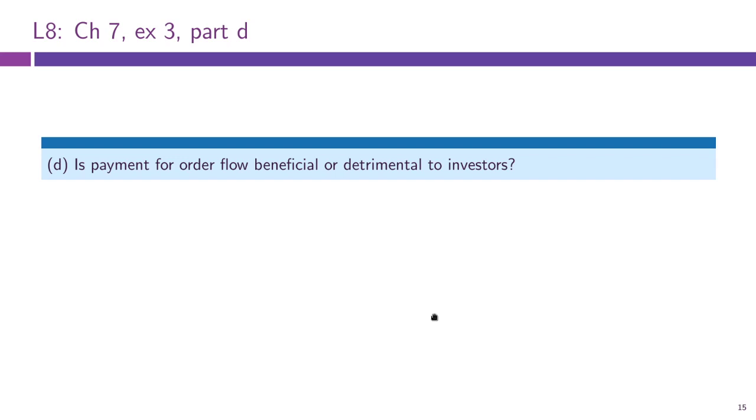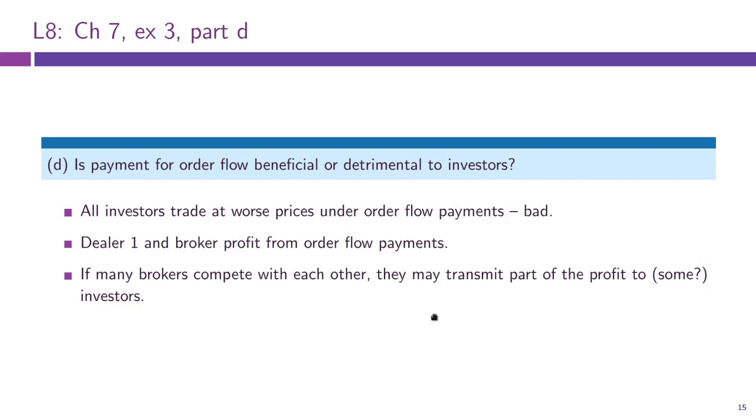Okay, but there's really no need to think that hard on this question. All investors here trade at worse prices. So they all trade at the new prices A and B from part B. And these prices are worse for the investors because the spread is wider. So that's pretty much it. So payment for order flow is detrimental to investors. They lose from this agreement being in place.